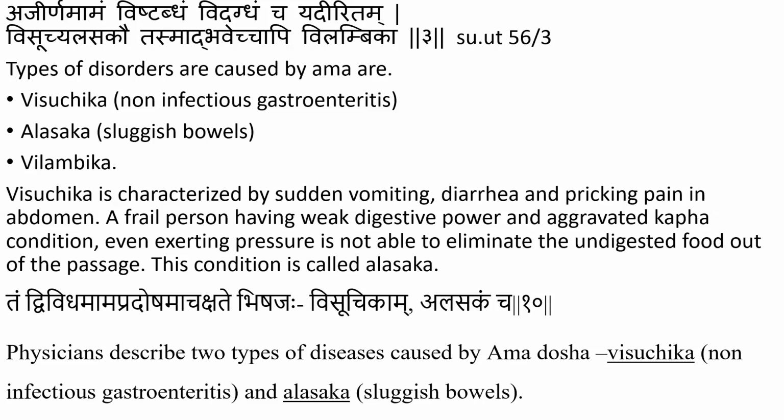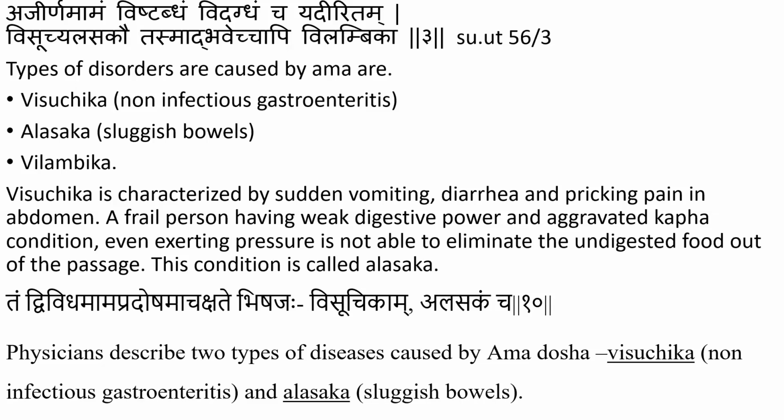A frail patient having weak digestive power and aggravated kapha condition, even exerting pressure, is not able to eliminate the undigested food out of the passage. This condition is called alasaka. This is the time where the complete intestine becomes transiently paralyzed, what we call paralytic ileus. We can compare alasaka to it to some extent, where the patient will not have any kind of peristaltic movement. So propulsion, transportation, and elimination cannot happen in either the upward or lower direction. It gets stuck once again inside the koshta or in the mid-gut.